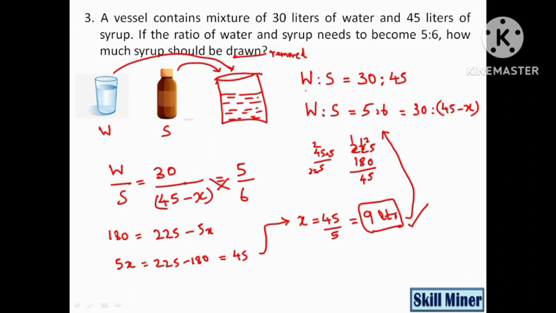Guys, initially the water syrup ratio is 30 is to 45. Then for the water syrup ratio to become 5 is to 6, we are removing some syrup, that is 45 minus some amount of syrup x. After equating this, we will arrive at the x value, which is the syrup we removed. 9 liters of syrup we removed.